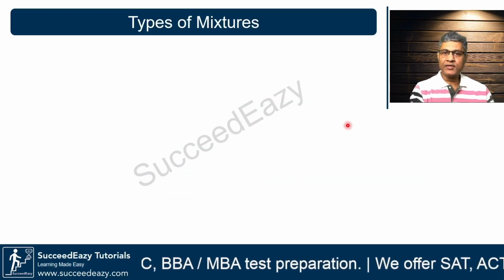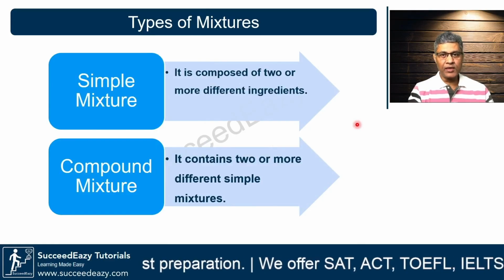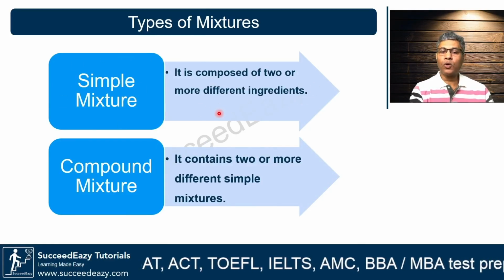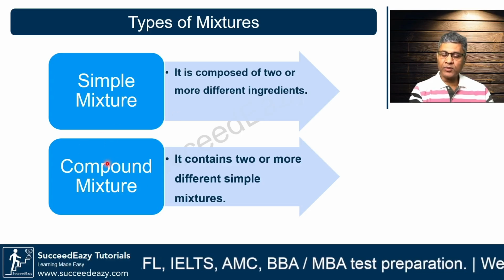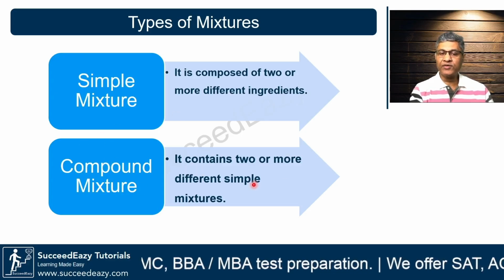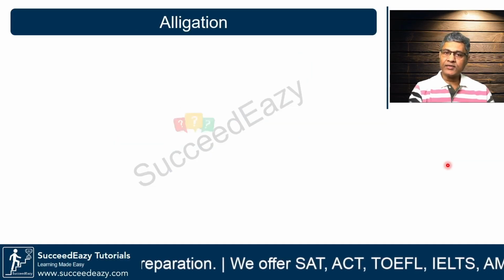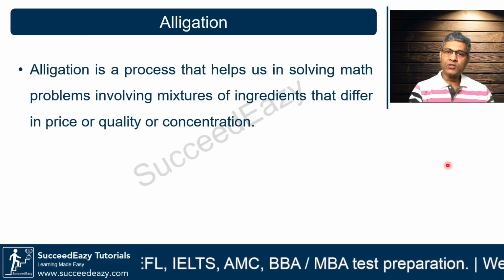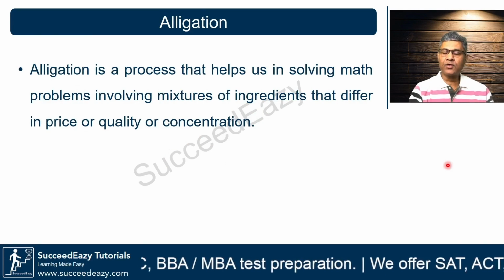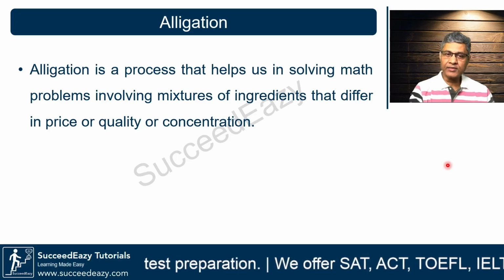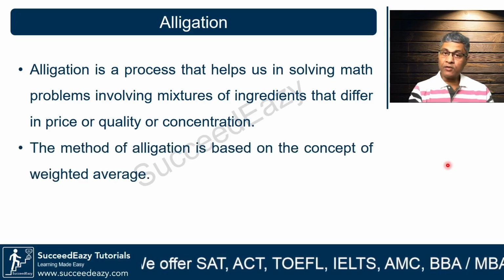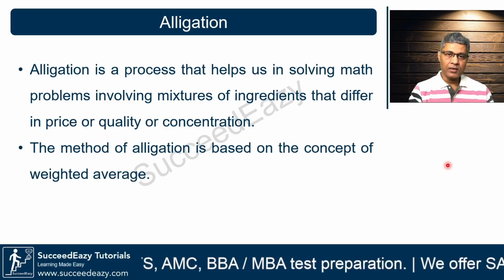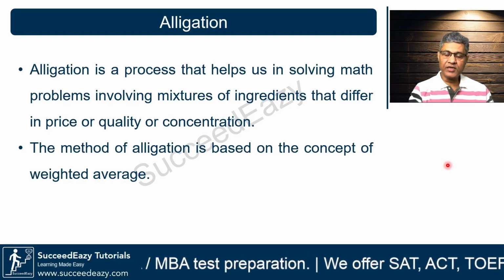So let us understand the types of mixtures. There are basically two types. One, simple mixture that consists of two or more ingredients, and the other, compound mixture, which contains two or more different simple mixtures. Let's now understand what we mean by alligation. Alligation is a process that helps us in solving math problems involving mixtures of ingredients that differ in price or quality or concentration. The method of alligation is based on the concept of weighted average. So if you have done that topic well, you will find this topic of mixtures and alligation pretty easy.